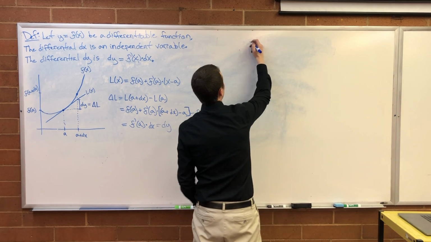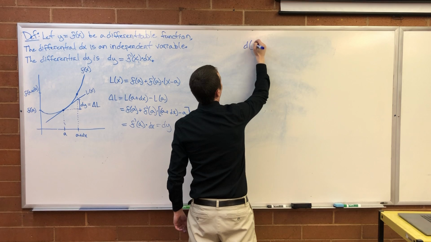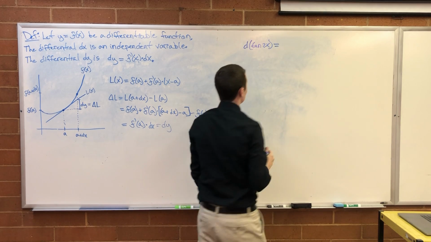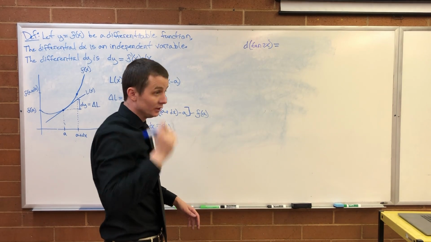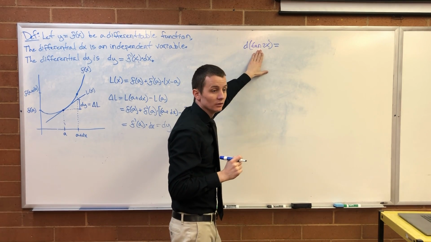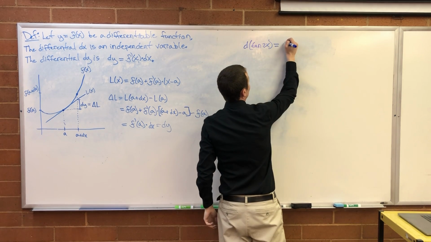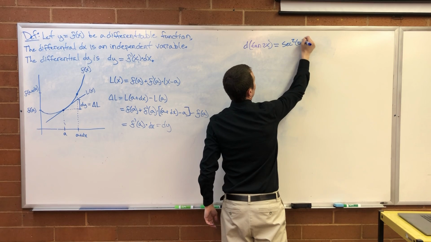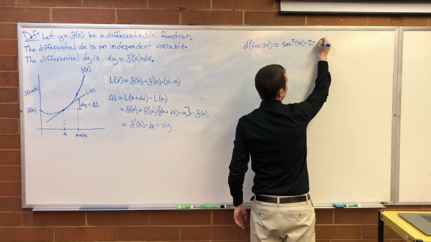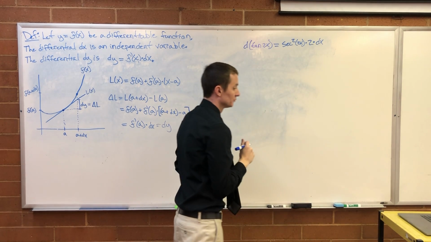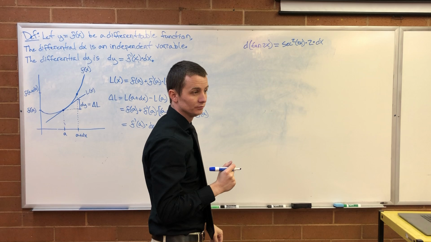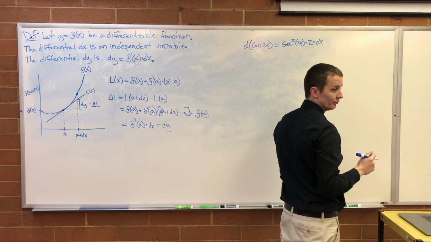Okay, so calculate the differential of tangent of 2x. What's the derivative of tangent? Secant squared. So this is going to be secant squared of 2x times 2, and then times dx. Where did you get the 2? Derivative of the inside, chain rule. Okay. Good? Yeah.